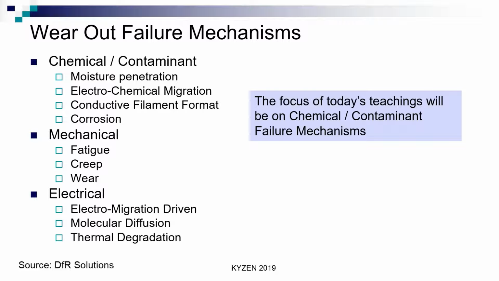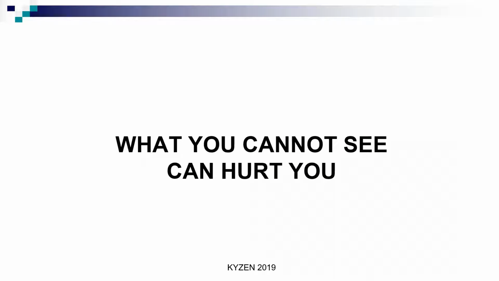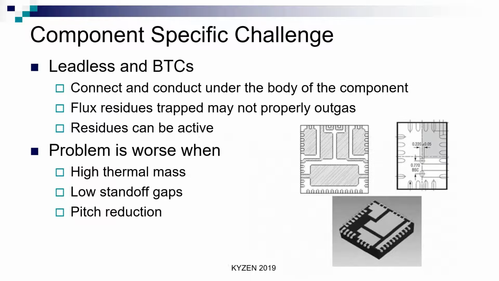When we think about different wear-out mechanisms in electronics, this is something each of you knows. One of them is chemical contaminants. Another area is mechanical, and a third area is electrical. These are the key areas, but tonight's presentation is going to focus on chemical or contamination failure mechanisms. I'm going to turn it over to Ram, and Ram's going to talk about how what you cannot see can hurt you. Ram? Oh, thanks, Mike, and good morning to everyone on the call.